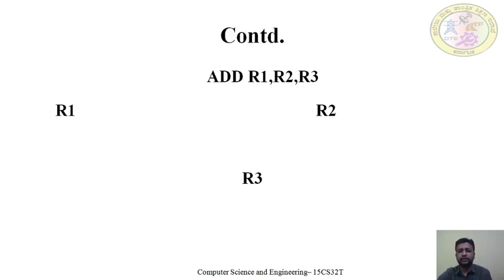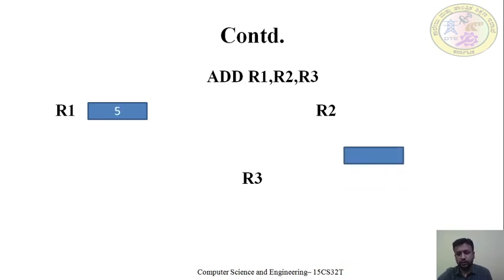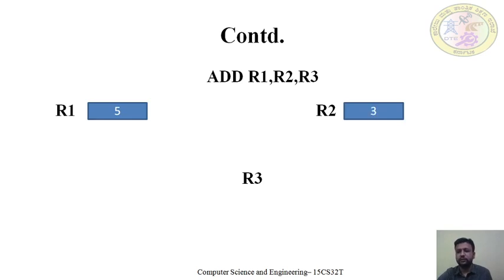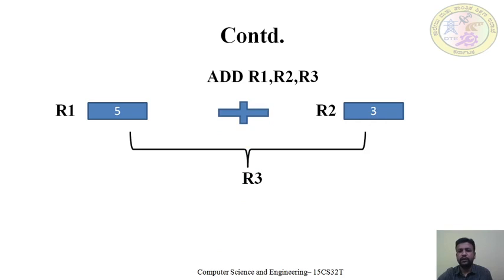So let's take a look at this. We have the R1 register with value 5, and the R2 register having value 3. R1 and R2 need to be added and the result should be stored in register R3. So R1 is having value 5 and R2 is having value 3, these two are summed and the result is stored in register R3. That is, 8 is stored in register R3.